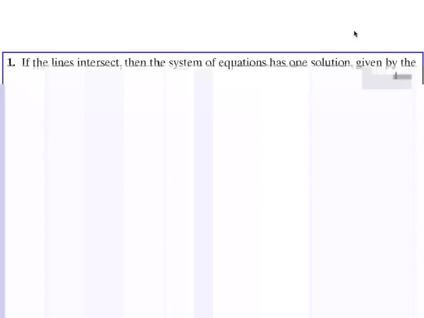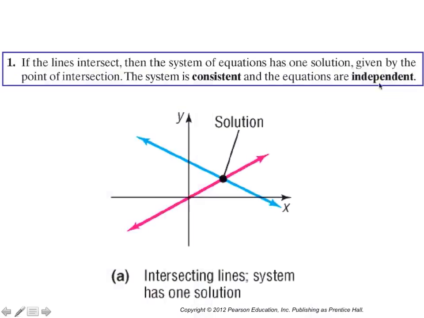If you look at this picture here, the pink and the blue lines are clearly intersecting at this black dot that's labeled solution. So this is just intersecting lines. The system has one solution, because these lines are going to continue on indefinitely to negative infinity and positive infinity. They will never hit one another again because lines are straight. They're not going to curve back around towards one another. So we just have this one solution right here. That's called a consistent system, and the equations are independent.